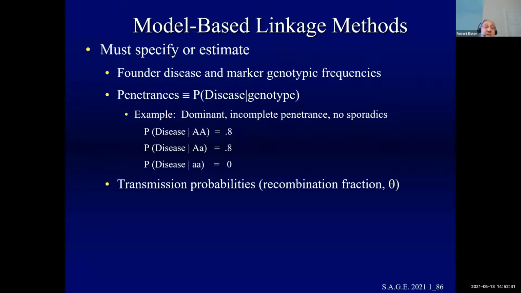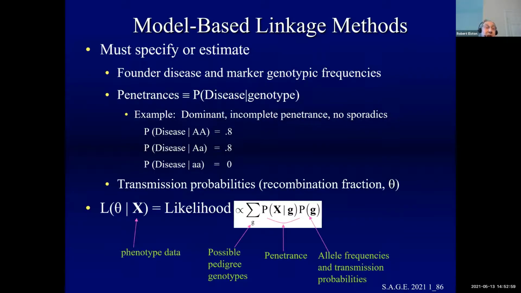Transmission probabilities, in the case of linkage analysis, are functions of the recombination fraction, theta. So what we are going to do in a model-based linkage analysis is use likelihood to estimate the parameters of interest to us that we're not willing to specify. In particular, we're most interested in the recombination fraction. Here we're talking about the likelihood given some phenotypic data, X. And the likelihood is proportional to this equation that you can see here.